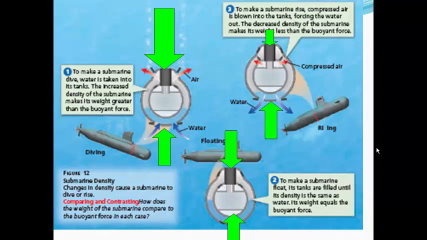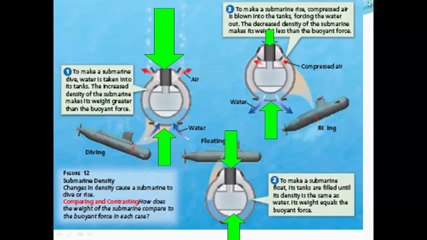Looking at figure 2, if we want the submarine to stay right where it is, then we need to make sure that its density is the same as the density of water. And then if we want to rise again, then we need to force some air into these tanks to push that water out, and that's going to make its weight way less, and so it's going to have less density, and it's going to make it rise.